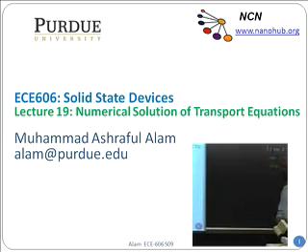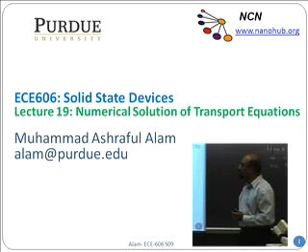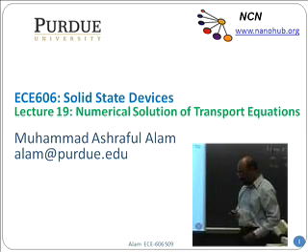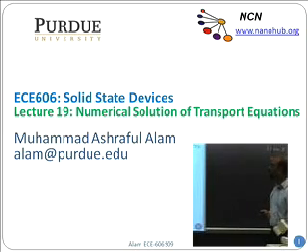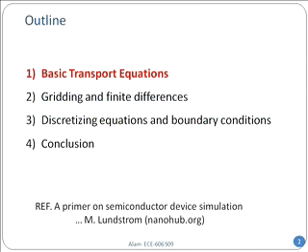So let me get started. This is lecture 19 on numerical solution of transport equations. As I have mentioned to you already, there are essentially 3 or 5 transport equations, depending on how you count it. One is the Poisson equation, then two continuity equations, and each continuity equation is complemented by a drift and diffusion component, making 5 equations. And in the last class, we discussed how to solve the problem analytically.